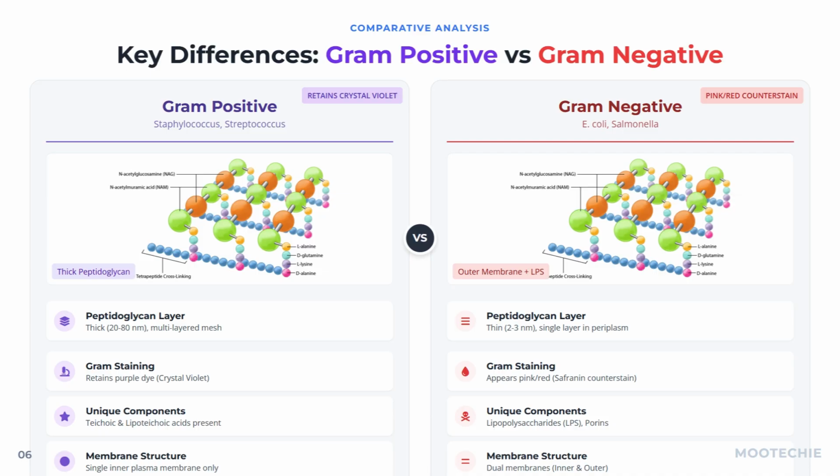Membrane structure. Gram-positive have a single inner plasma membrane only. Gram-negative have dual membranes, inner and outer. This double membrane of gram-negatives creates a significant extra barrier against antibiotics and disinfectants.